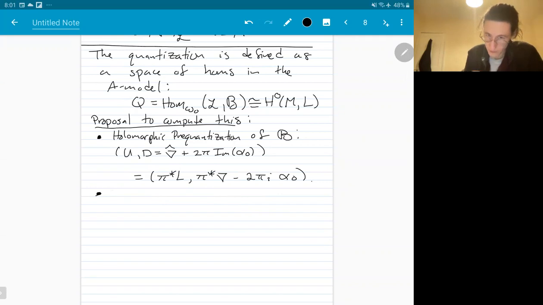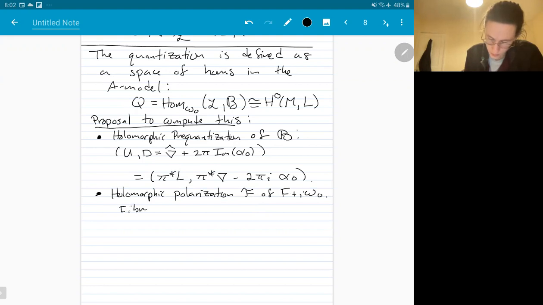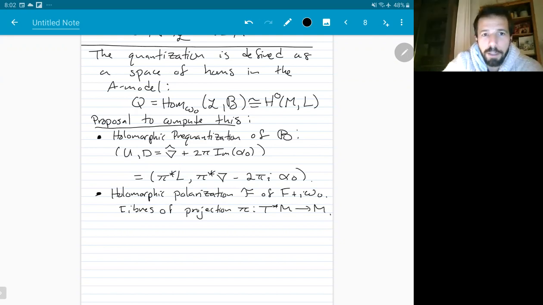The next step is that we have to choose a holomorphic polarization of this holomorphic symplectic structure. And what we'll take is the fibers of the projection. Sorry, Francis, can I interrupt again? Yes. So, to get the picture.